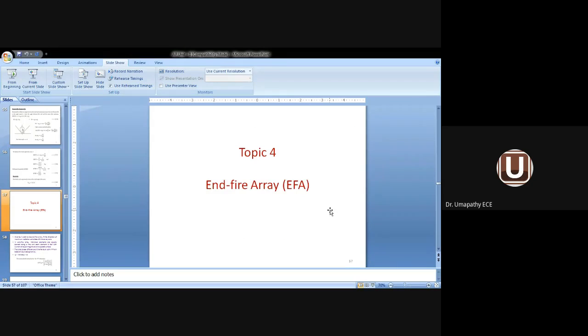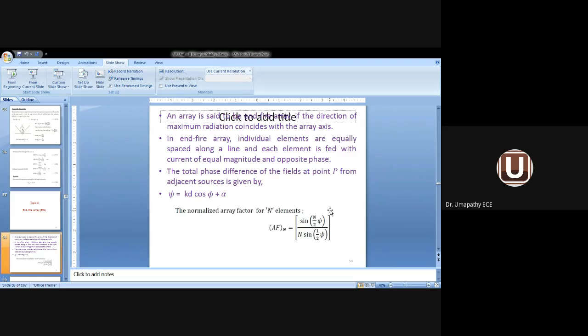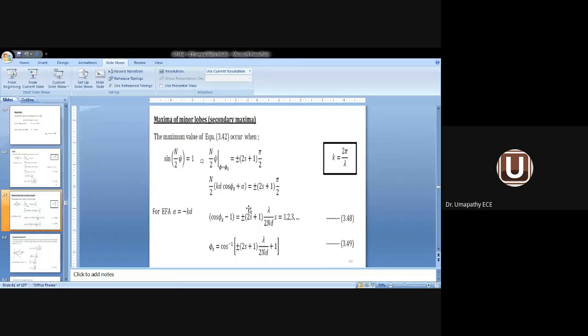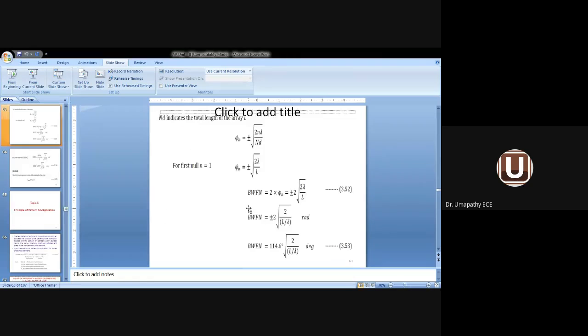Similarly, end-fire array. Give the definition for end-fire array. How does it differ from the broadside array? Write down the expression for psi. Write down the expression for the array factor. Calculate major lobe, null point, secondary maxima, beam width and directivity. So thereby these two topics can be differentiated properly. I already told you 4 differences are there between broadside array and end-fire array. Keep those 4 points in memory.